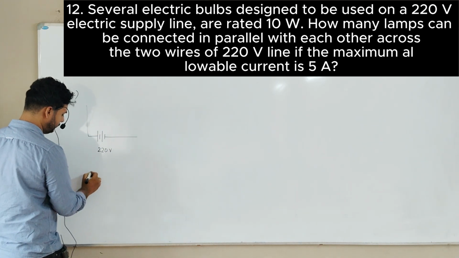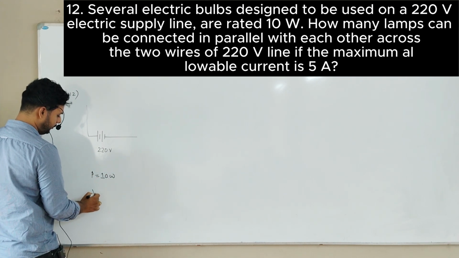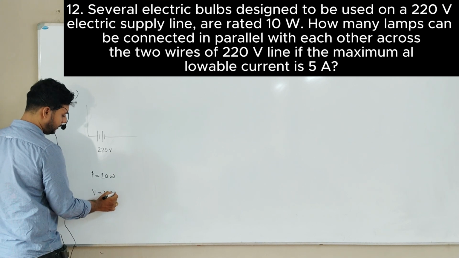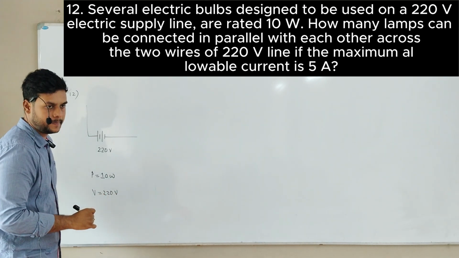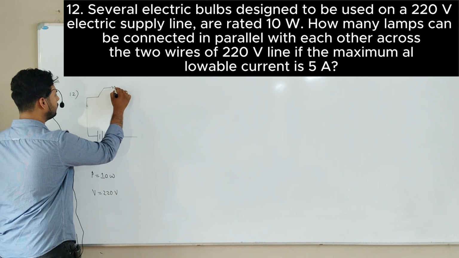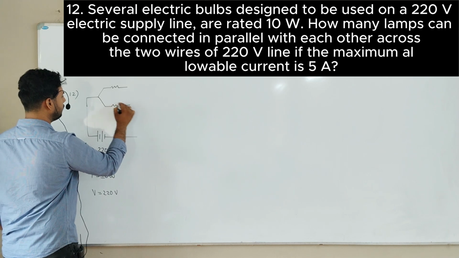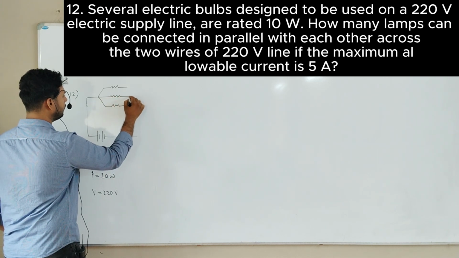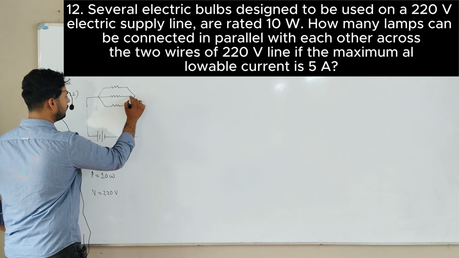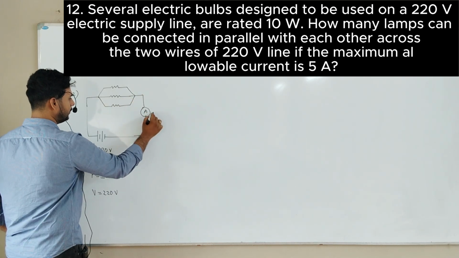So power is equal to 10 watt, and the voltage is equal to 220 volt. How many lamps can be connected in parallel with each other across two wires of 220 volts, if the maximum available current is 5 ampere? So the maximum available current is 5 ampere.